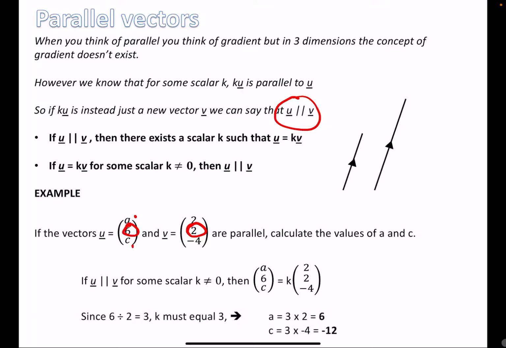And hopefully you can quite easily see that we've multiplied the 2 in the second row by 3 to give us the 6, okay? In which case, we do the same with all the other numbers. So in the first row, we've got 2 again. We multiply that by 3, so a must equal 6. And in the final row, we've got a minus 4. If we multiply that by 3, we get minus 12, in which case c is minus 12.